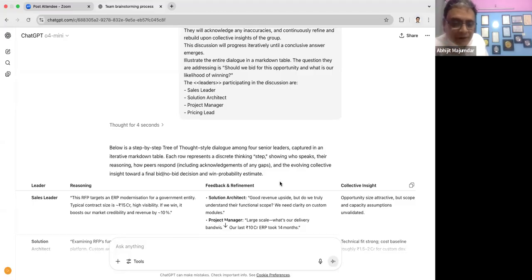Now, how to do it? You have to go out to a behavioral scientist and find that out, or you have to become a behavioral scientist and find that out.